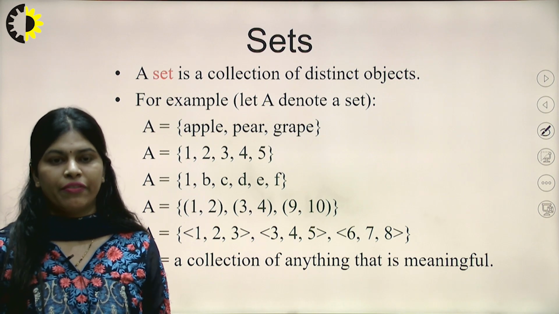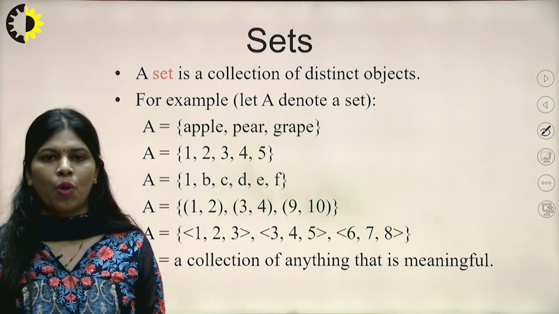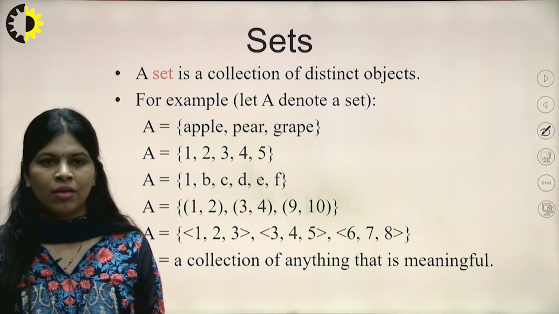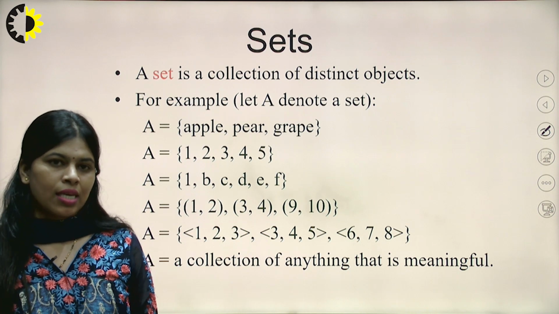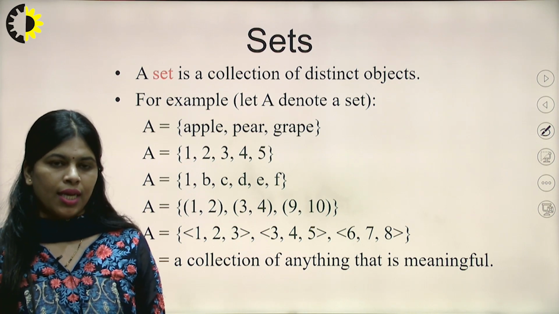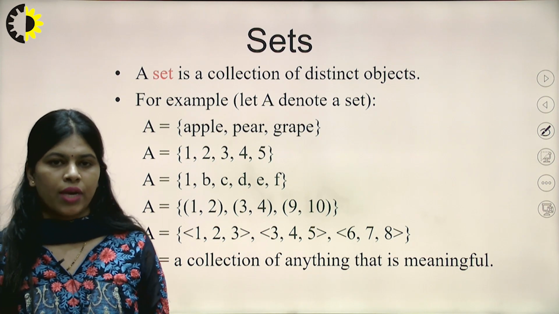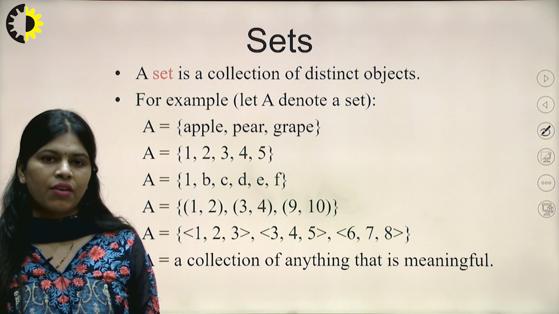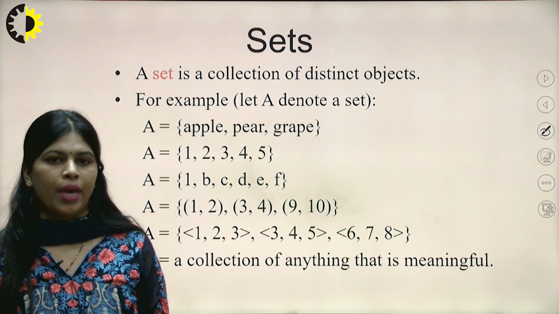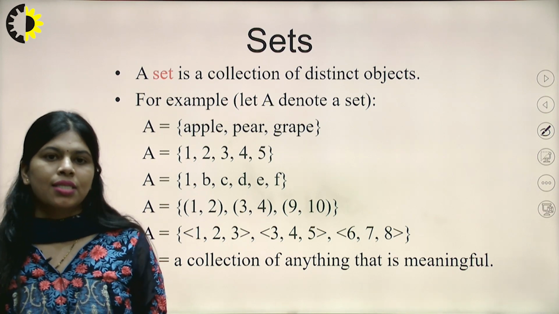Second is well defined. Well defined means the elements should be represented in a proper manner. Like if I take example number 1, A equal to curly braces apple, pear, grapes. These are the elements defined in a proper, well-defined manner.